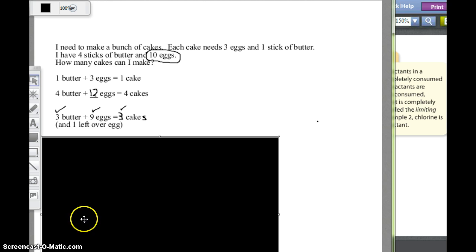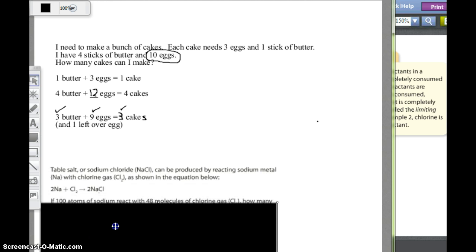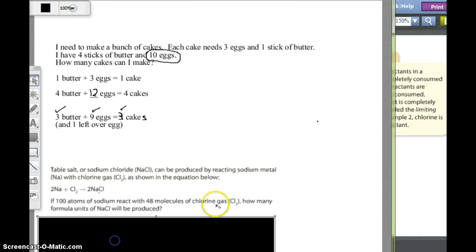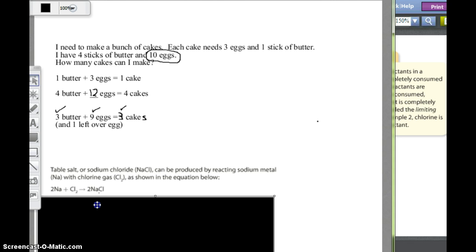All right, so now let's look at one with chemicals in it. So I'm going to look over my example again right here. And it asks me how many I will have. And actually, I'm going to stop the recording because I'm going to run out of time, and we will start here with the next recording.